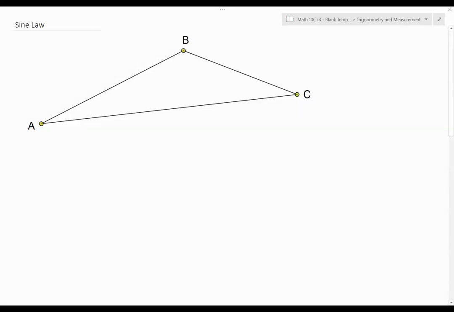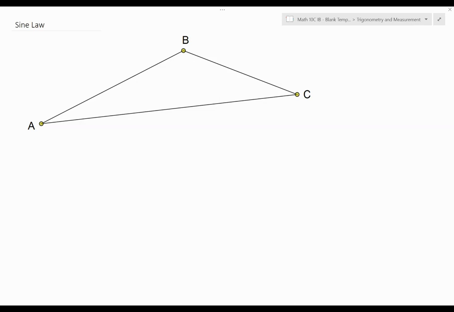Hello everyone. In this video we're going to look at ways to solve triangles that do not have right angles, so oblique triangles, how we can go about figuring out missing measurements in those triangles, and one of the ways that we can do that is the sine law.